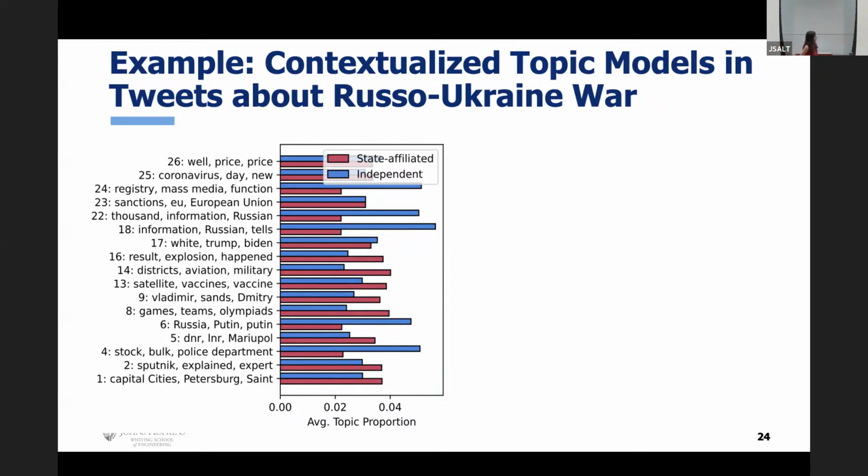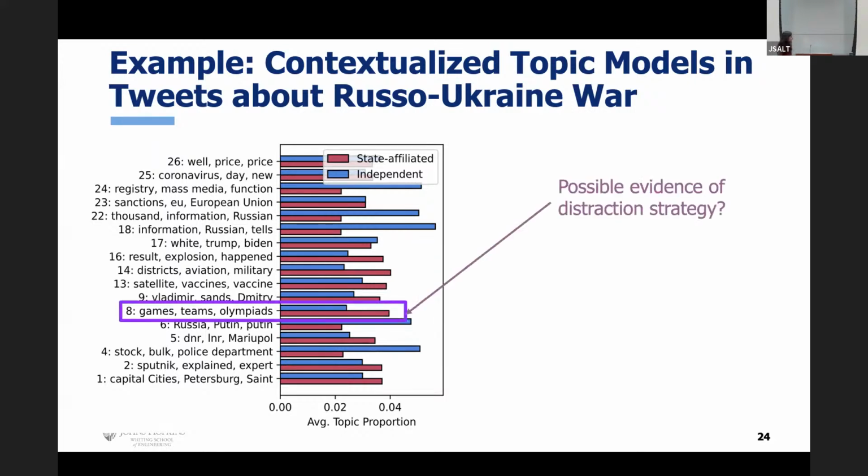This is kind of hard to read, right? It's pretty hard to get anything out of this chart. We can stare at it, and I will point out a couple of things. One that I think is interesting is a topic that is related to sports. It has these games and team terms, and that's more common in the state-affiliated posts. Do you have a question?